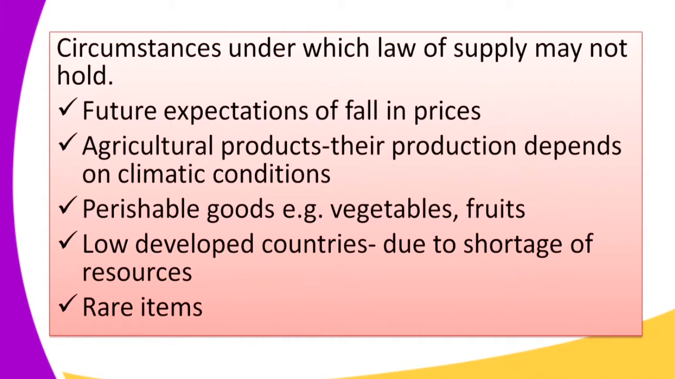The other one is the less developed countries. That is due to shortage of resources. And you find that in the less developed countries or the third world countries, supply does not depend on the price. At some point, we may need to supply more, but due to lack of resources, that one does not hold. The other one is the supply of rare items. These are items that are not easily available. So when they are available, more of those items are supplied. So we don't look at prices in the case of rare items.